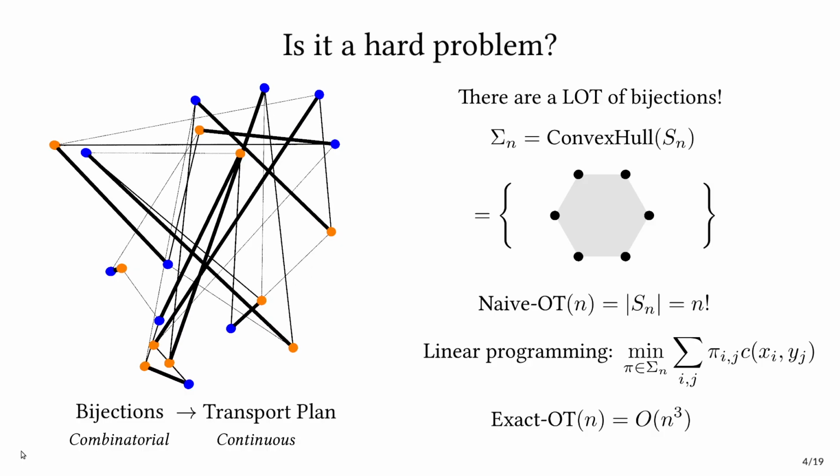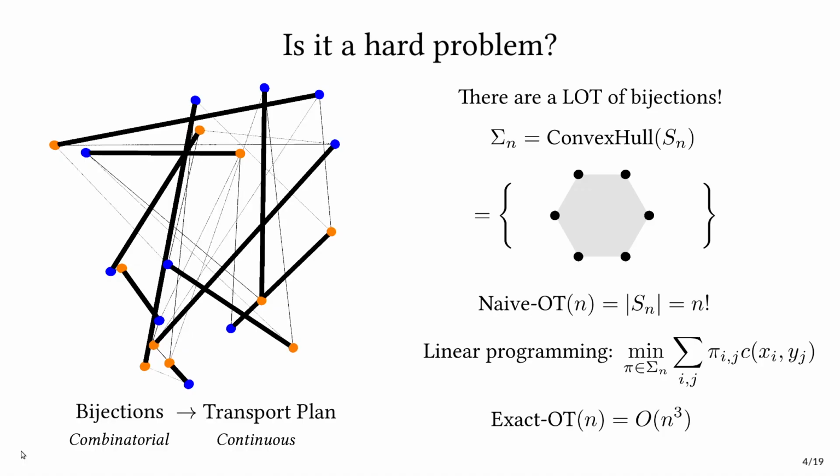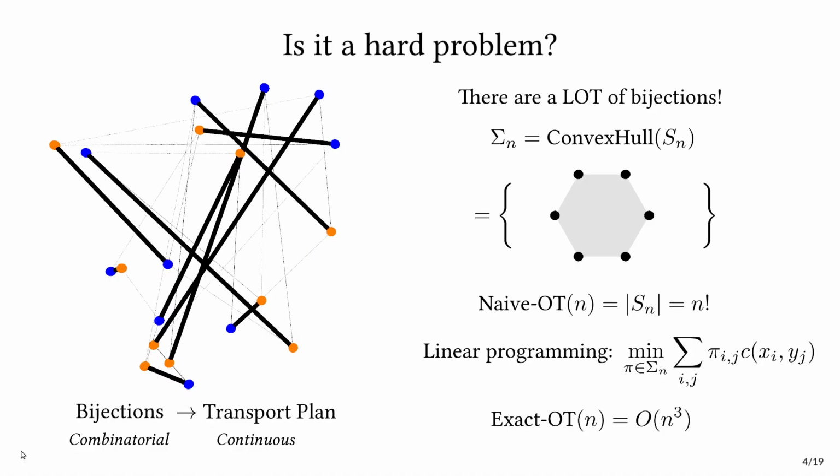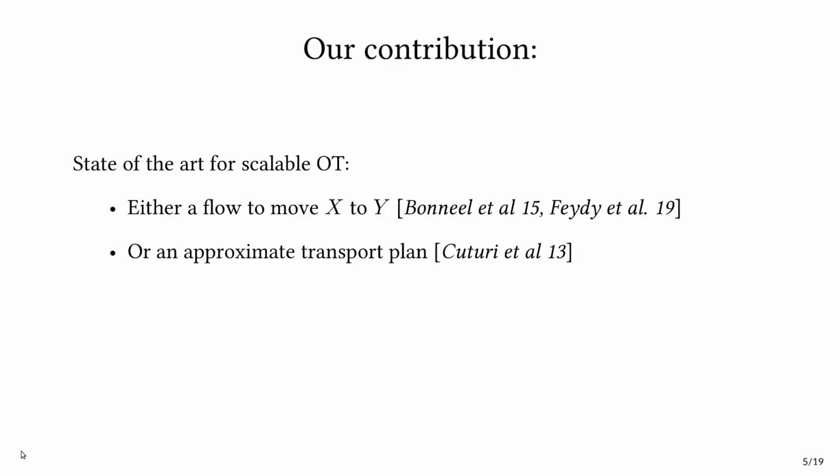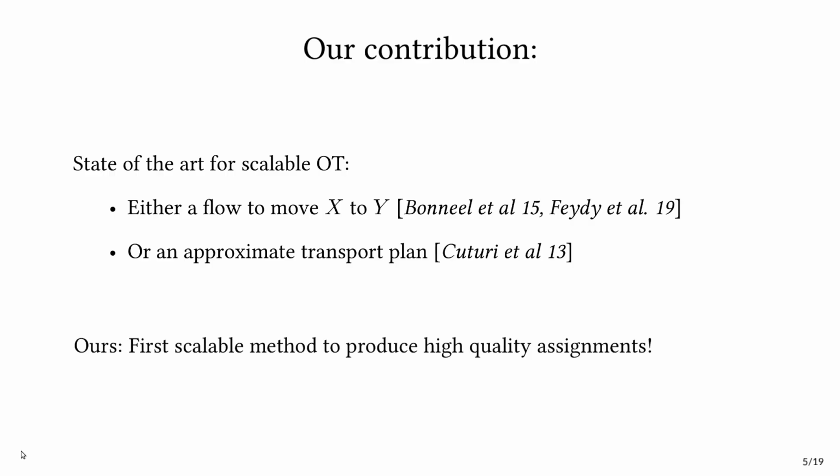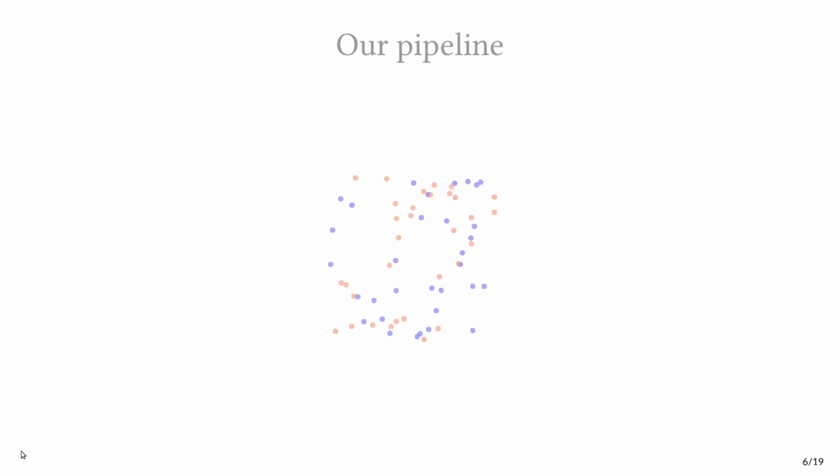All of this is very important to understand our contribution, because our method is focused on sticking to this combinatorial problem. The state of the art for scalable OT will either give you a flow to move the particles from X to Y, or simply an approximate transport plan that would rely on this linear programming approach. That transport plan won't be optimal in general, but that's okay. It just won't be a bijection between two point clouds. So that's our contribution: we are the first method that is really efficient and scalable and able to produce high quality assignments between point clouds. So how do we do that?